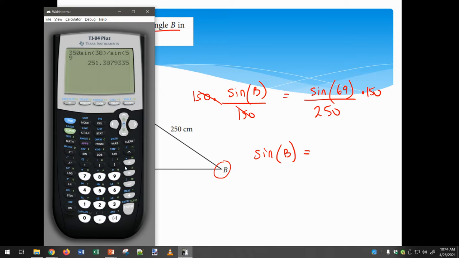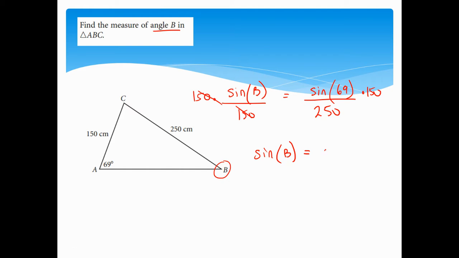now I can type this into my calculator. I could do sine of 69, be careful when you do it this way. Now I really have to close my parentheses. That's why I usually like to write the 150 in the front. Then I'm going to hit enter, and then I'm going to say divided by 250. So I get this ratio, or this decimal, 5, 6, and so on.